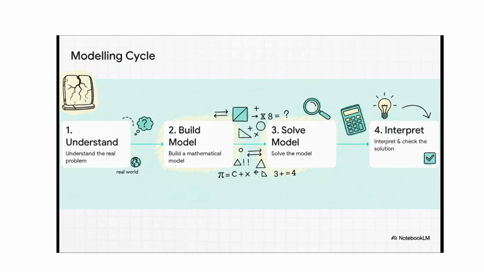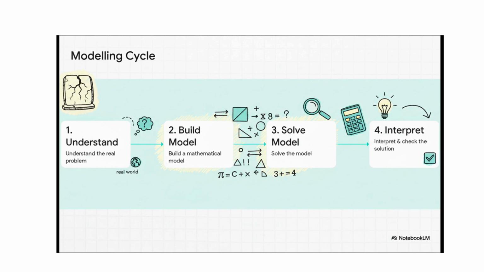And here it is, the mathematical modeling cycle. Seriously, think of this thing as your personal Rosetta Stone for solving problems. It's just 4 steps. Step 1, understand the real problem. Really get the story. Step 2, build a mathematical model. That's our translation part. Step 3, solve the model. Do the math. And finally, step 4, interpret your answer and check it.